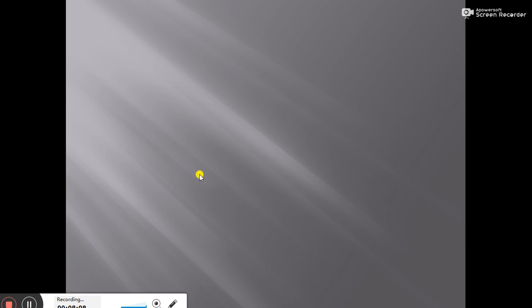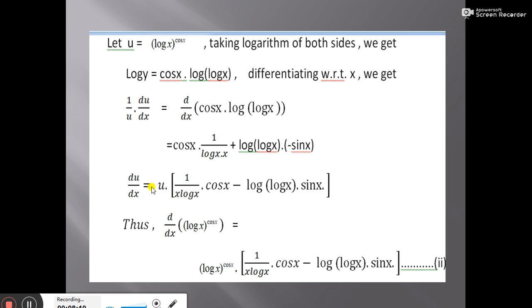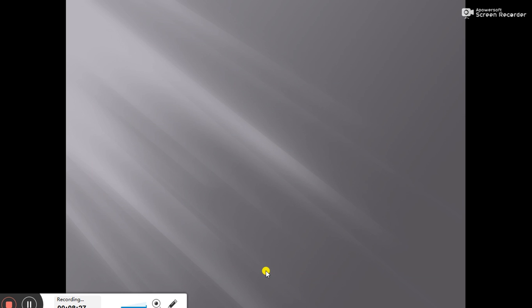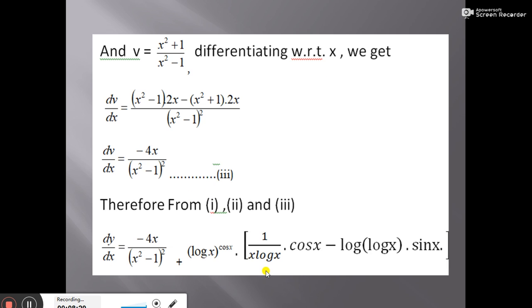And then we have du/dx equals u into 1 by x log x into cos x minus log of log x into sin x. Now substitute the value of u, that is log x raised to the power cos x. And now we have v. v equals x square plus 1 upon x square minus 1.